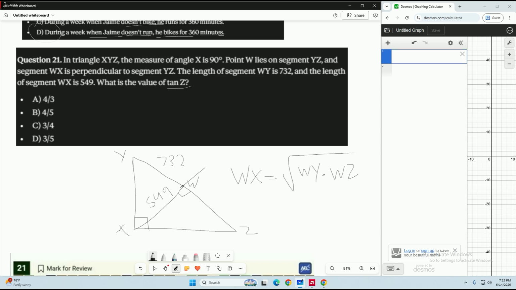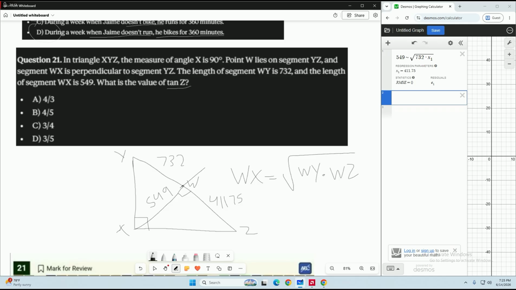So the altitude divides the hypotenuse into two segments, this segment and this segment, and that altitude is equal to the square root of the product of those two segments. So let's plug in what we know. We know that WX is 549. That's equal to the square root of WY, which is 732, times the length of WZ. I'm going to call that x. So then we know that this length right here is 411.75.